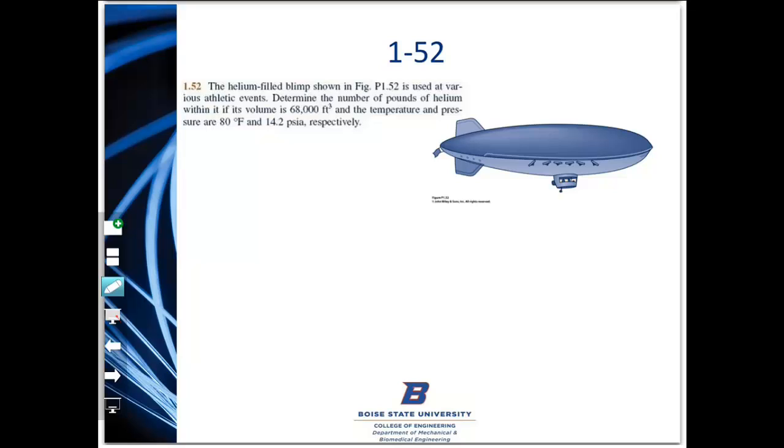So a helium-filled blimp, as shown in this figure, is used at several athletic events. We're asked to determine the number of pounds of helium within it if its volume is 68,000 cubic feet and the temperature is 80 degrees Fahrenheit and the pressure is 14.2 pounds per square inch, and A denotes its absolute.